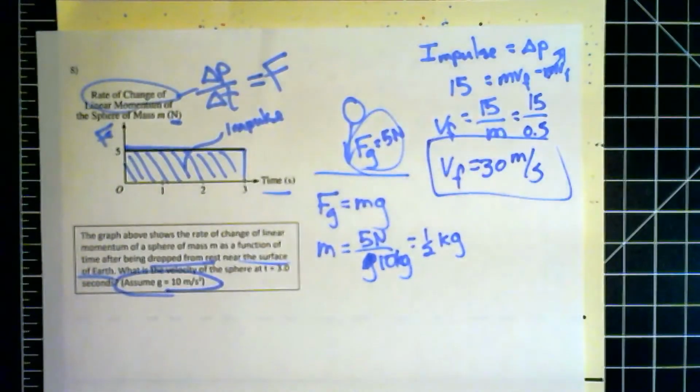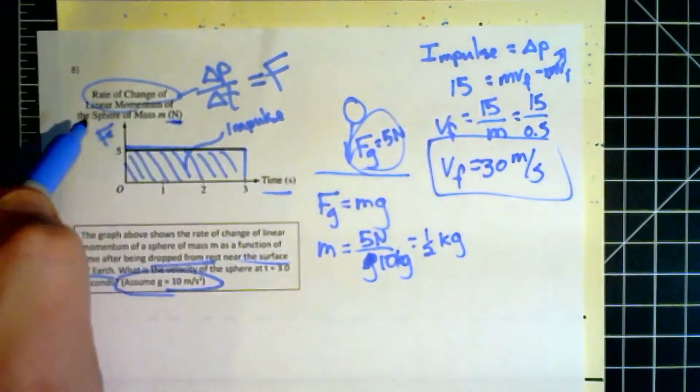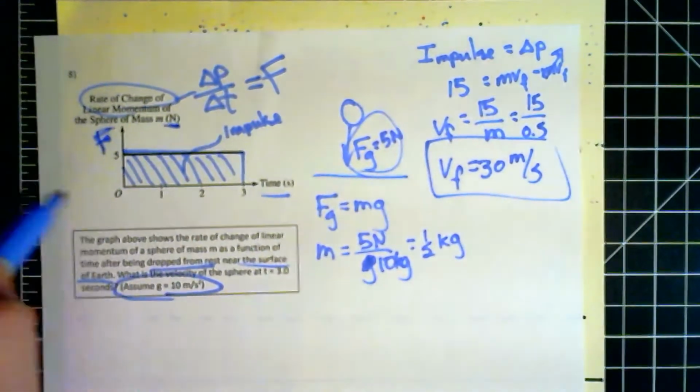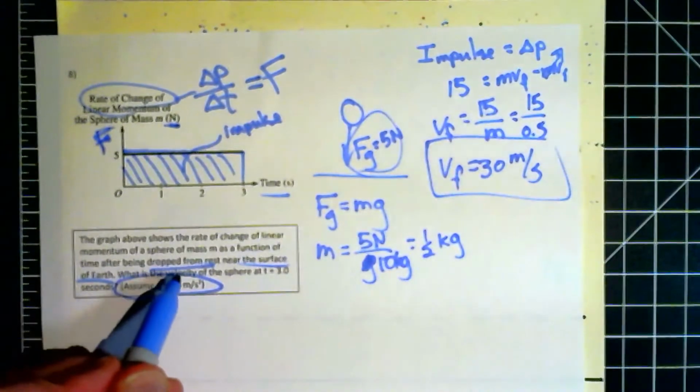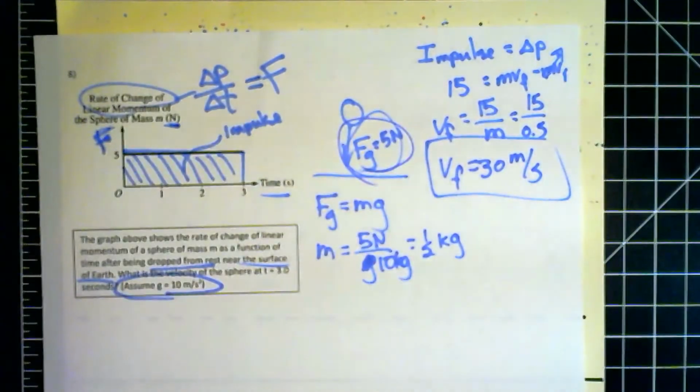All right, so the actual mathematics is not hard. It's just trying to understand really what it's asking. They give you some weird words, but you just need to see, oh, that's a Newton, so that's a force. What kind of force is it? Well, it's being dropped from rest near the surface of the Earth. Oh, that's the force of gravity. That's 5 newtons. And so they give you everything you need. You've got to interpret it.